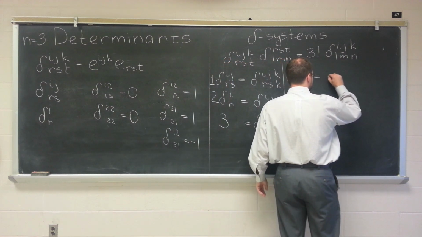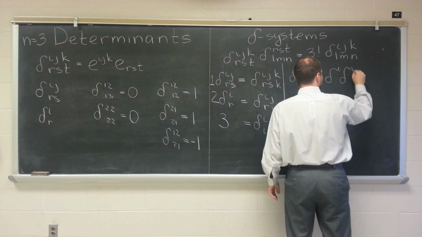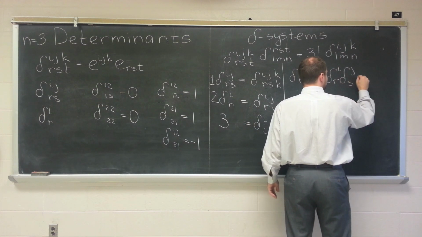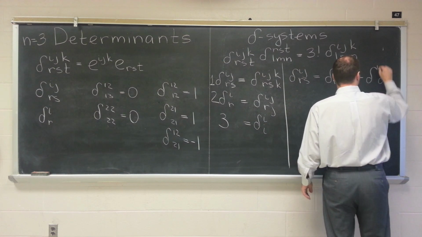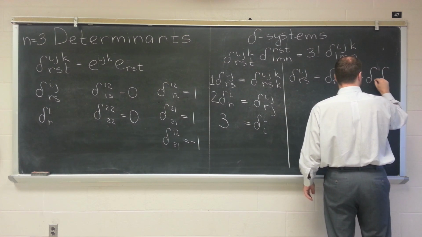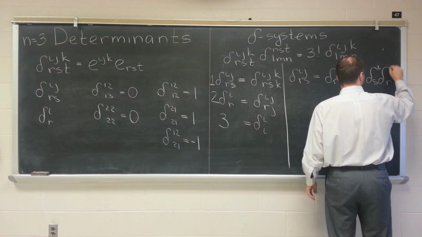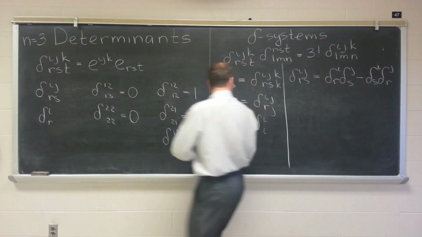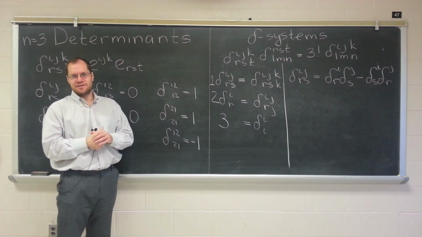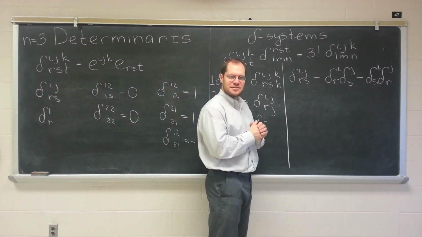And it can be expressed in terms of Kronecker deltas in the following way. Delta I R, delta J S, minus delta I S, delta J R. You switch S and R in the bottom. It's very important to think this relationship through and realize that it's true and that it holds in all dimensions.